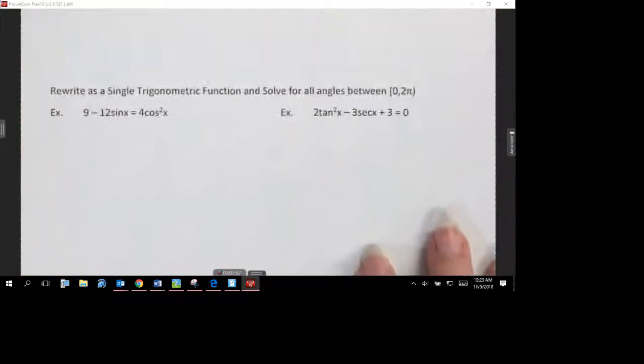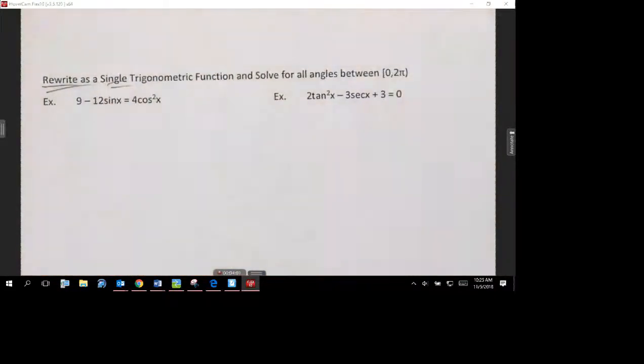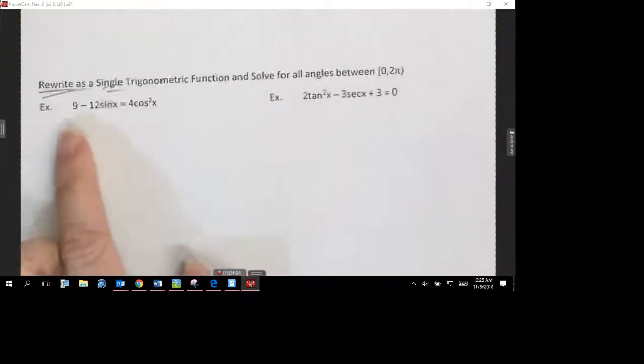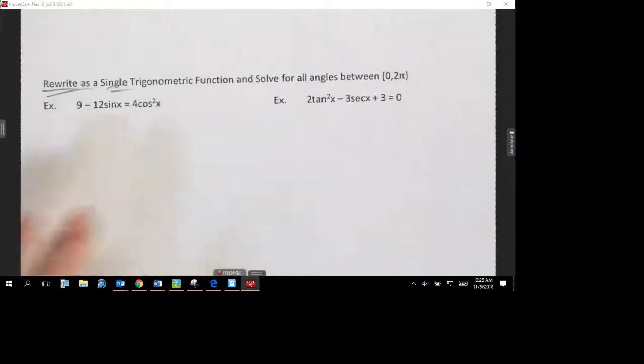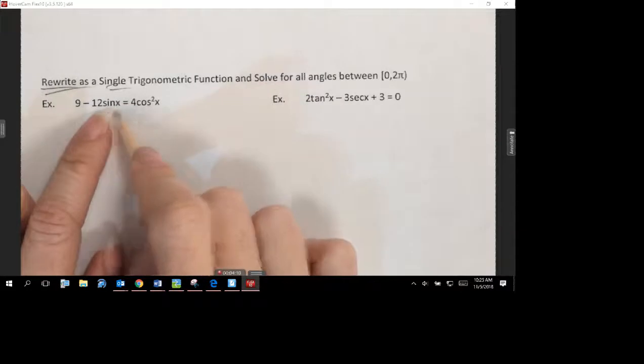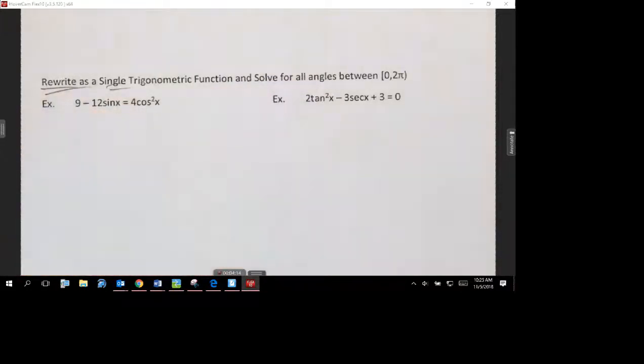So it says in the directions, rewrite as a single trigonometric function. What I mean by that is when you look at 9 minus 12 sine x equals 4 cosine squared x, I have a sine over here and I have a cosine over here. I want to rewrite this somehow so it's all sines, or all cosines, or all tangents, just so it's the same trigonometric ratio through the entire equation. That's what we're going to do today.